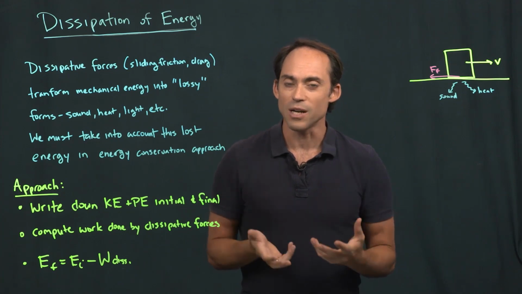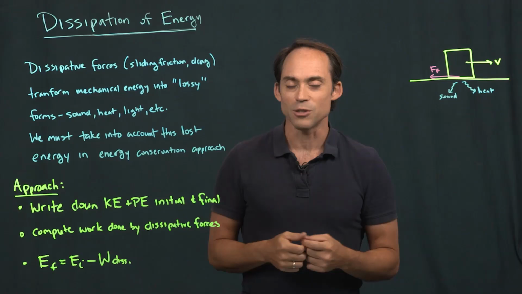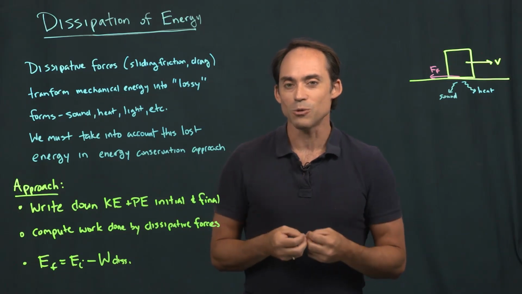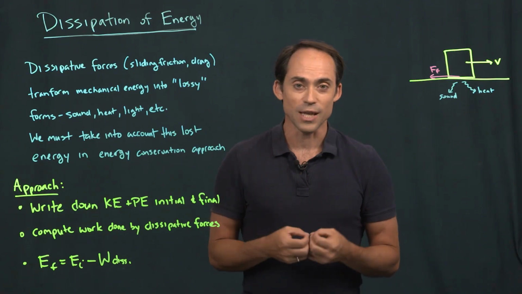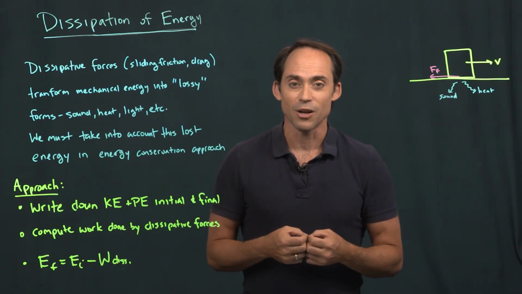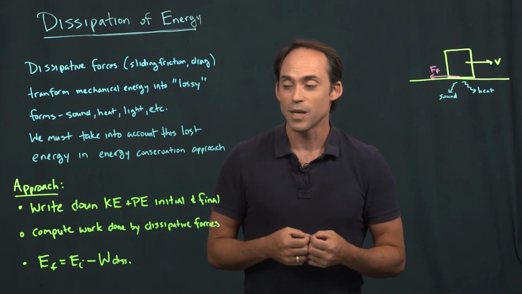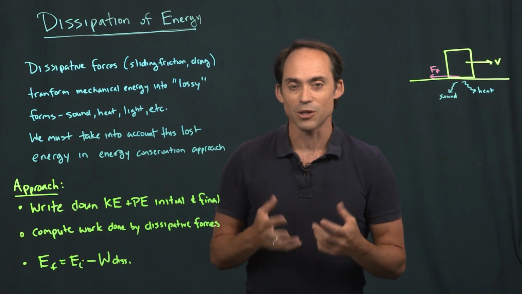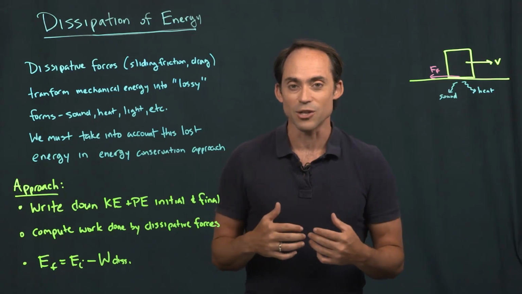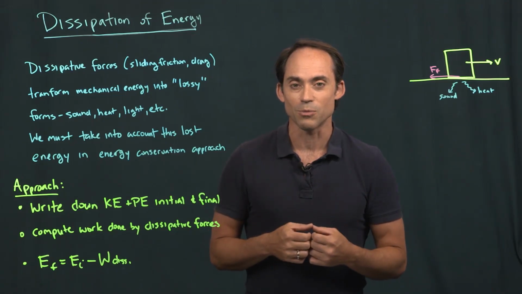So when we study these kinds of problems from an energy conservation perspective, we have to take into account that energy lost due to the dissipative force. And fortunately, that energy loss is very easy to calculate through our work energy theorem. So the approach to solving these problems is to write down the kinetic energy and the potential energy at the initial and final stages, just like we do for our regular energy conservation problems.